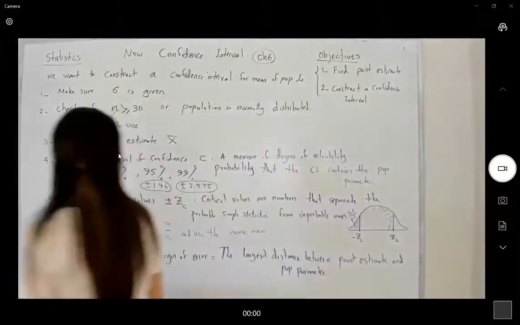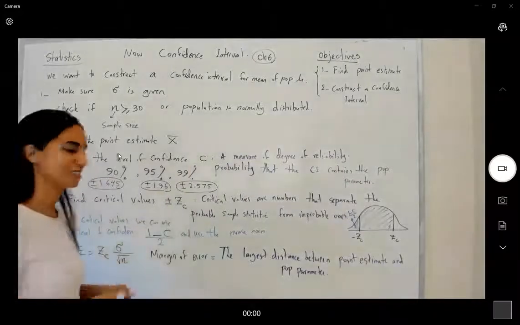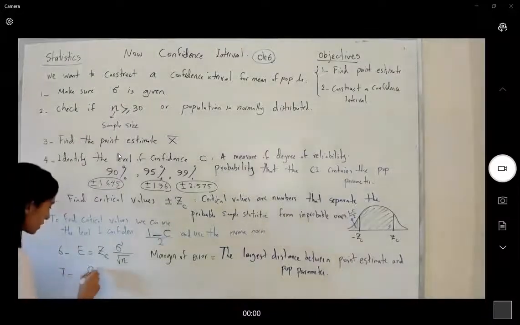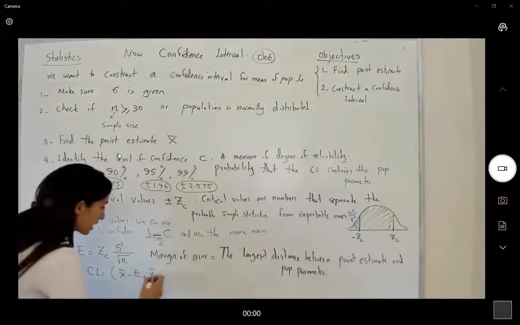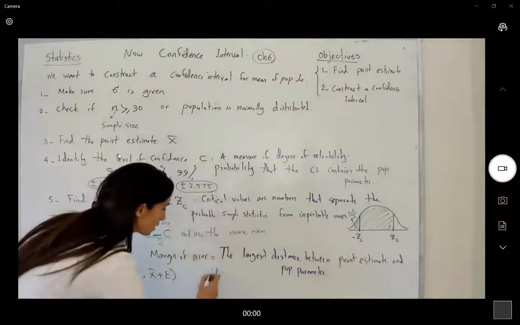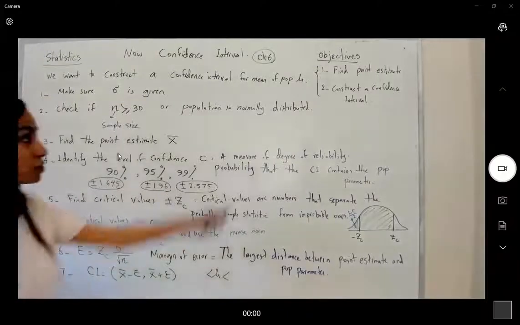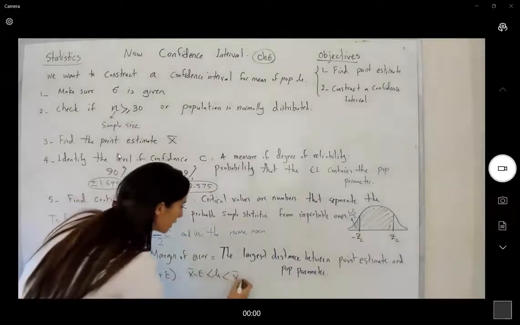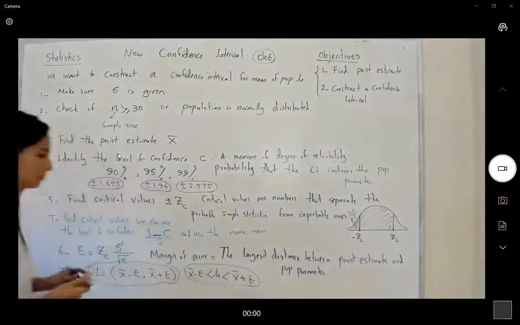Okay, after finding the margin of error, we can nicely form our confidence interval. Step 7, so the confidence interval is equal to X bar minus margin of error, X bar plus margin of error, or you can write it this way. You can say that mean, since in this case you are trying to estimate the population parameter, which is mean, is in between X bar minus margin of error and X bar plus margin of error.